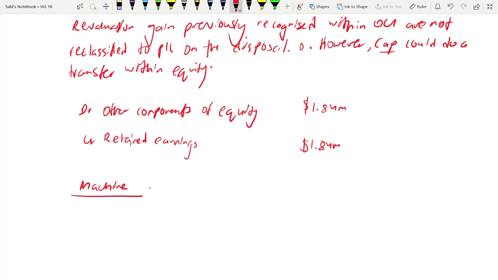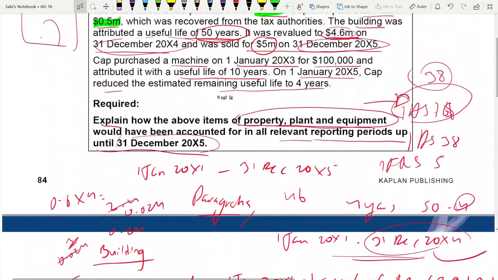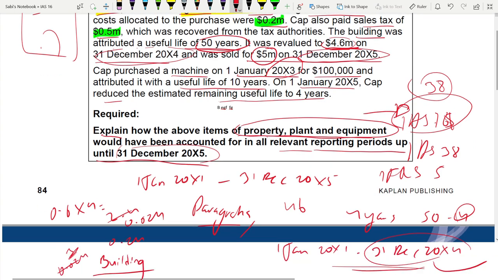In two paragraphs you can finish it. Because you bought it later on, you don't have to deal with 2001 and 2002. Only you have to start for 2003, 2004, 2005. 3 years. So for 2003 and 2004, there is no problem. Useful life is 10 years. The change only occurs from 2005.